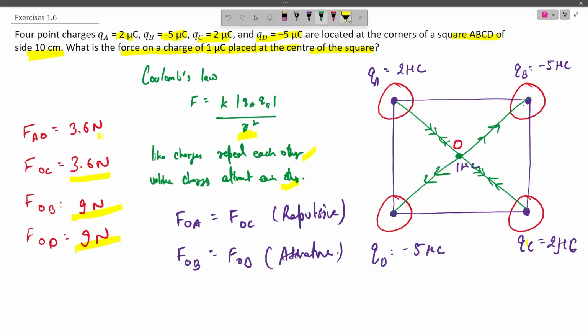Now we saw that there are opposite forces of equal magnitude and they all are cancelling out each other, so the net force on this 1 microcoulomb charge particle would be 0.